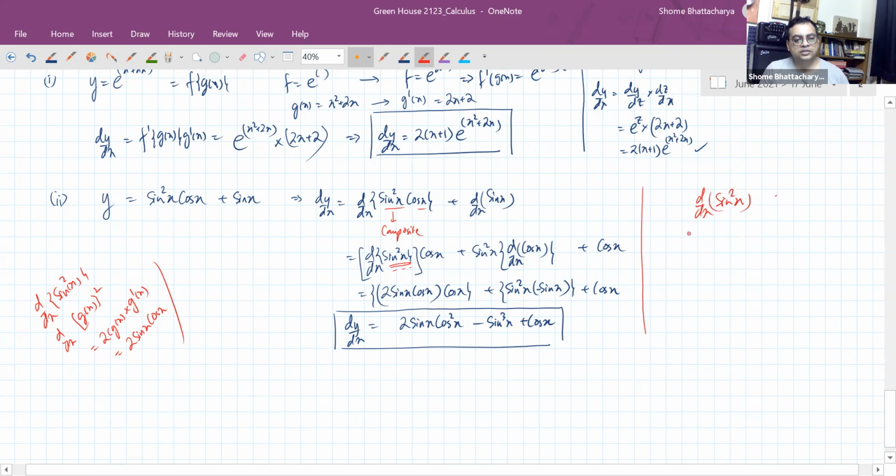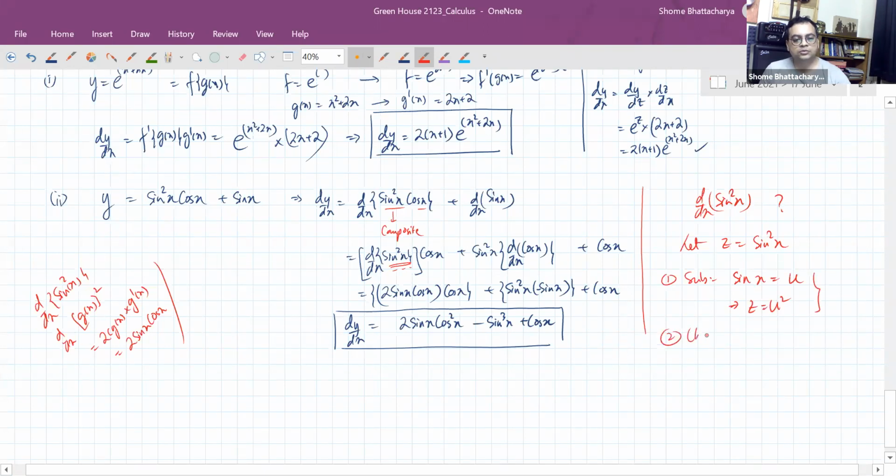Okay. So let's take z equal to sine square x. We can substitute sin x as some new variable, let's say u. So z becomes u squared. This is my substitution step.